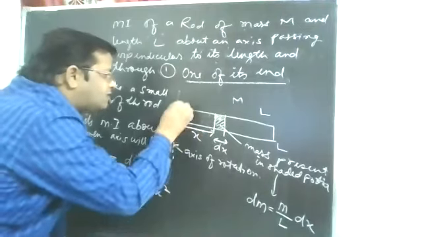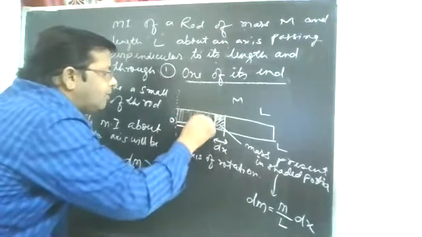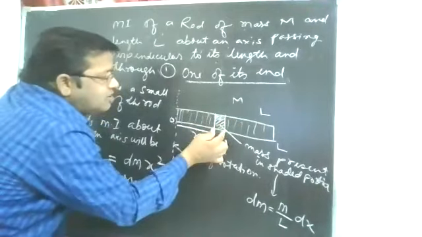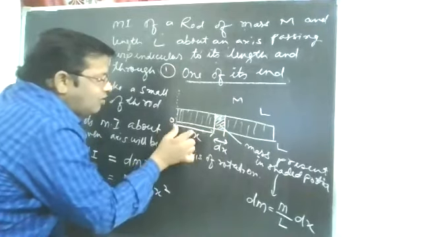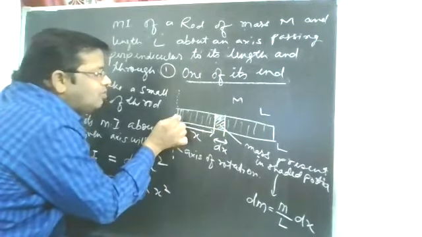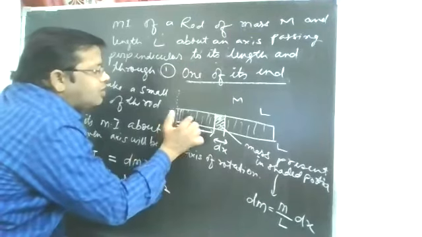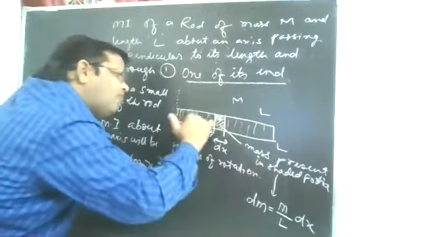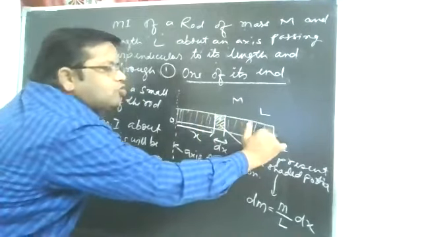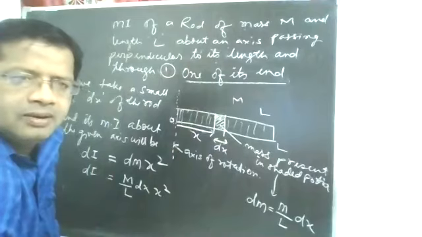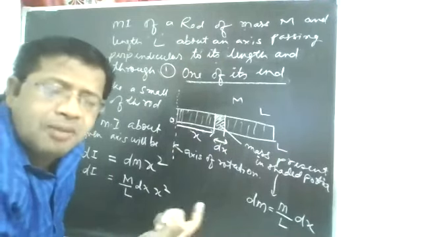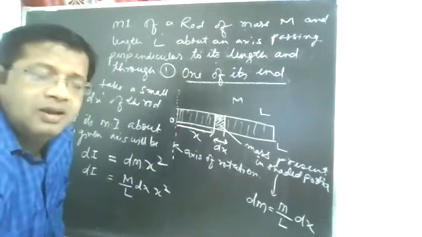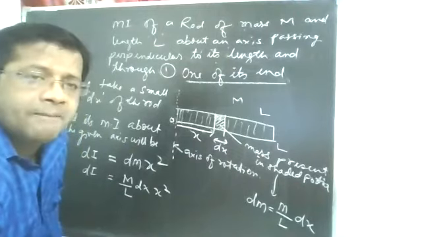Similarly, we can take several portions of the rod. But the variable here is x: for this small portion the value of x will be 0, and for another portion the value of x will be something different. If we take the value of x from 0 to L, we find the moment of inertia of each portion of the rod and then integrate it. Integration means to sum up. Then we can determine the moment of inertia of the whole rod.